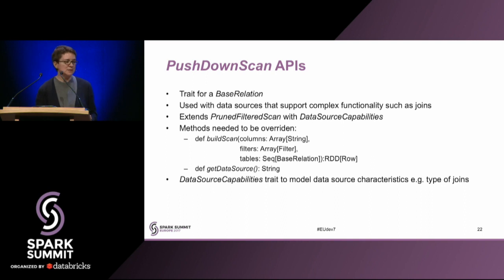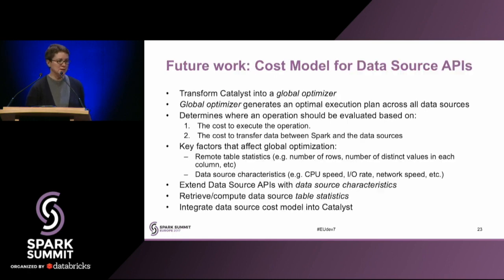The other method is get data source, which is mainly used by Spark Catalyst and other planning strategies to determine the data source to which a table belongs. Then we also introduce a data source capability trait to model data source characteristics, for example, the type of supported joins. And lastly, a few words about our future work. Our goal is to transform Catalyst into a global optimizer.